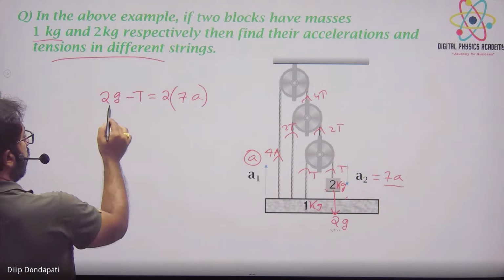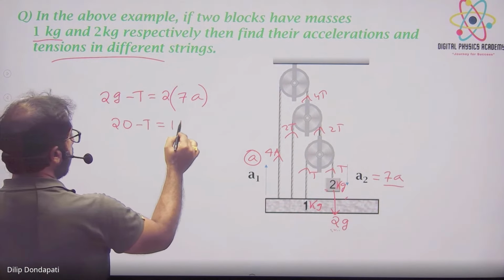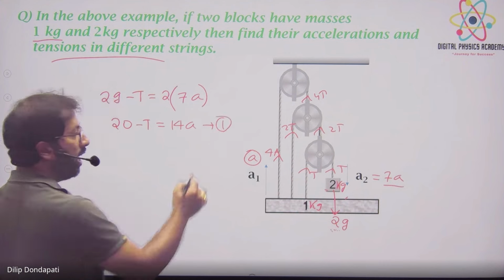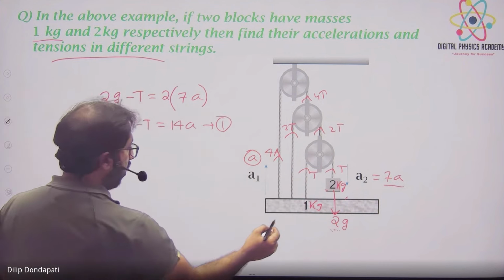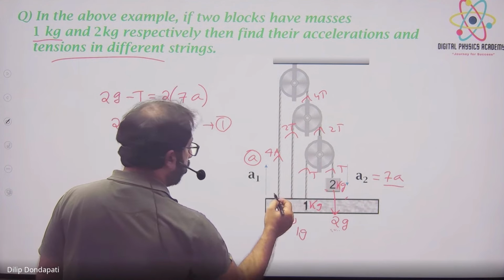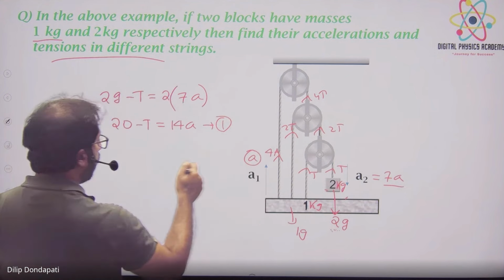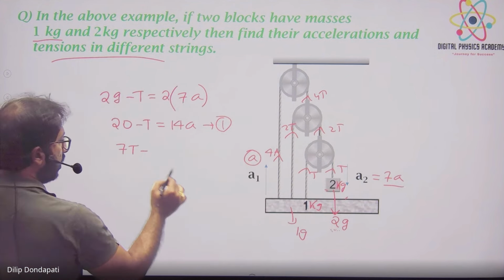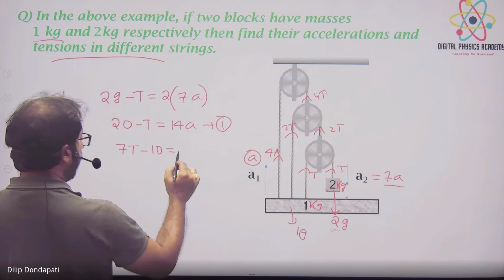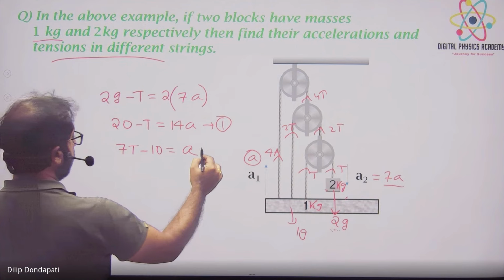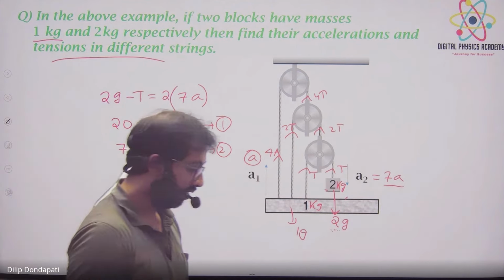So 2 into g is 10, 20 minus T is equal to 14a, the first equation. Always apply net force equal to ma. For this block, downwards is 1g and upward is 7T, so taking the acceleration direction as positive, 7T minus 1g, where 1g is 10, is equal to ma, so 1 into a. That is the second equation. Now solve and get the value of tension and acceleration.